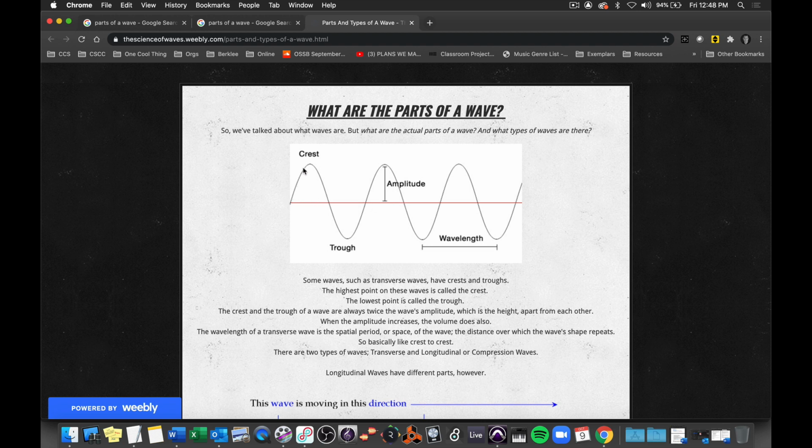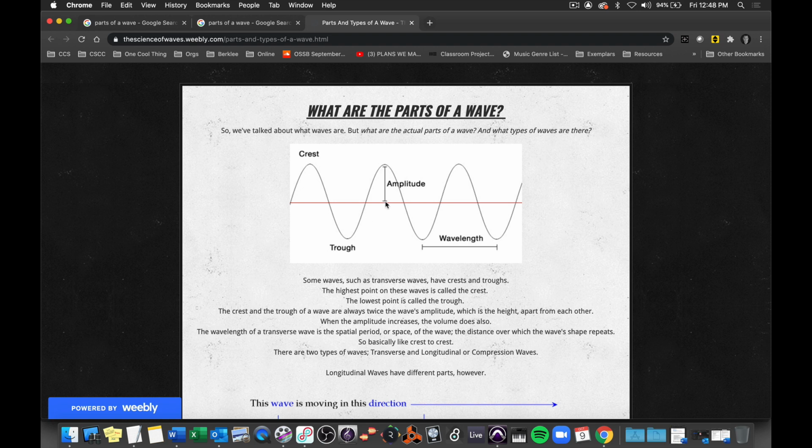As the wave goes up, it peaks, and this is called the crest, or it's also called the peak or the compression. As the wave drops down past the center line, it goes to its lowest point, and this is called the trough. It's also called the valley or the rarefaction.